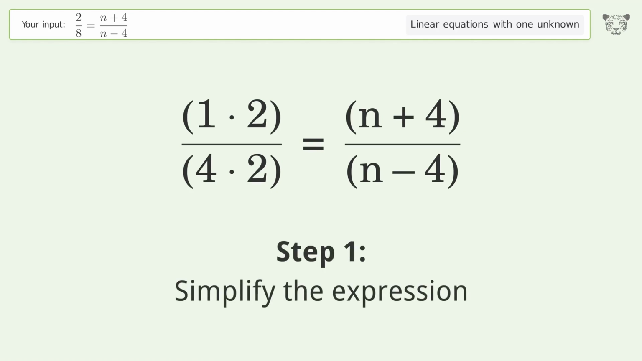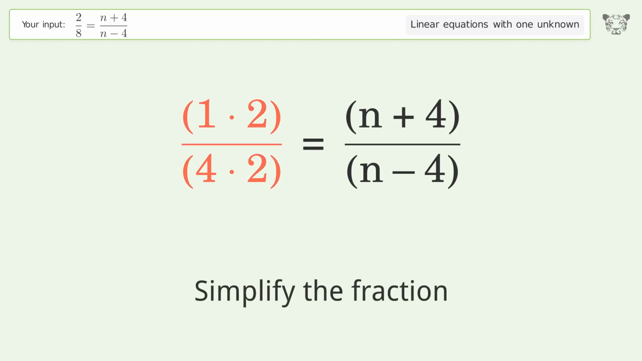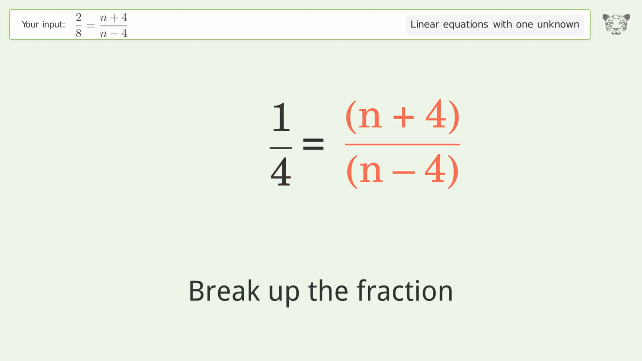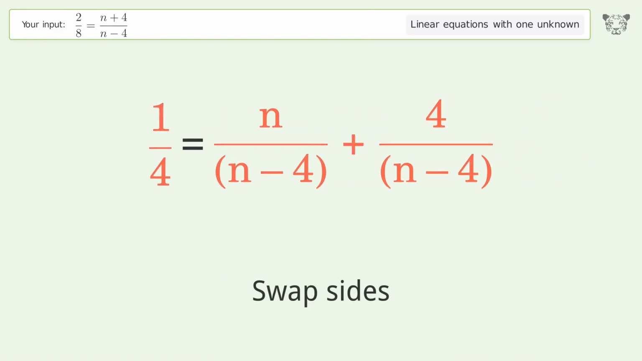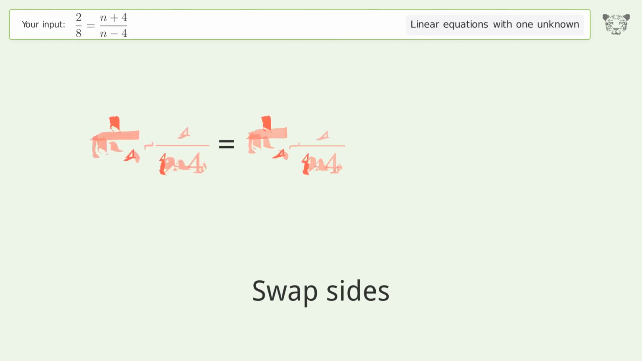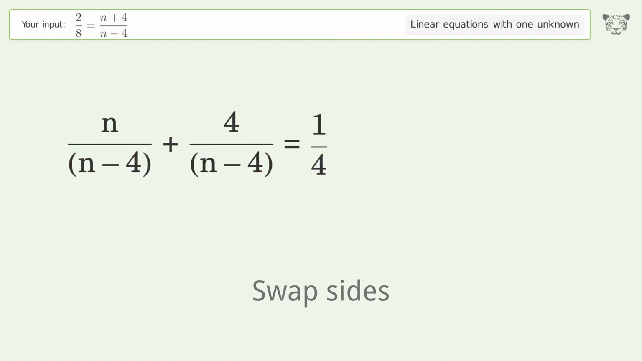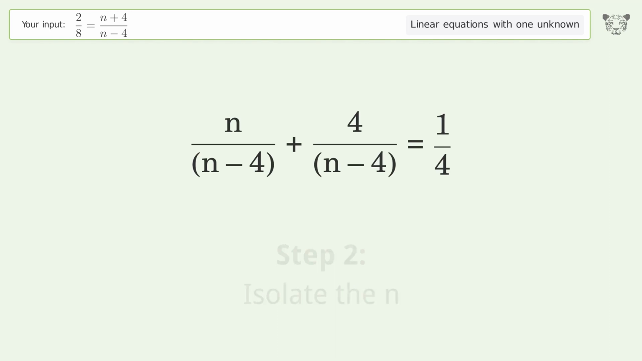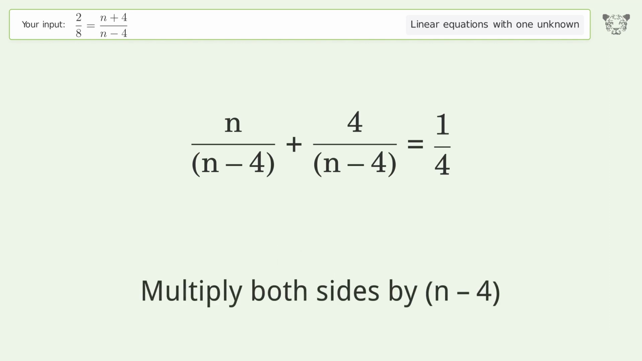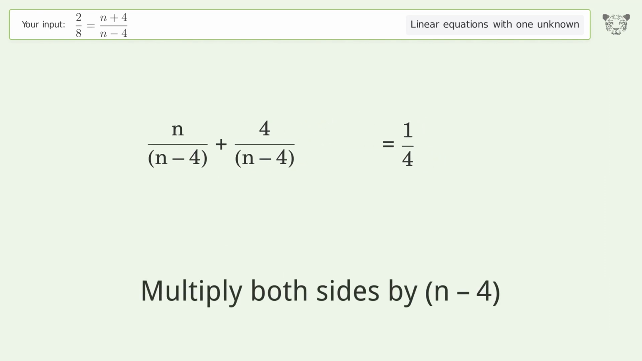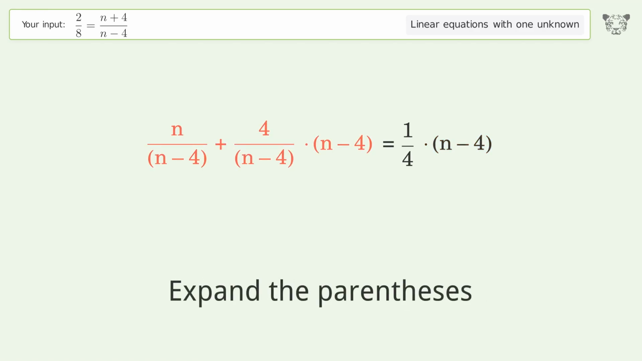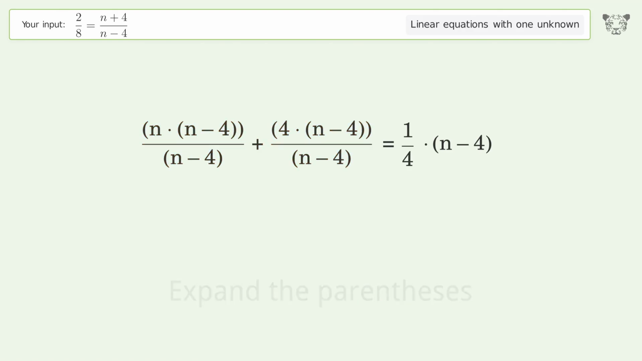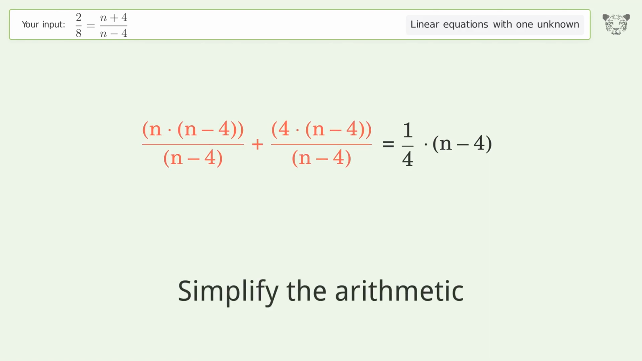Simplify the expression. Simplify the fraction. Break up the fraction. Swap sides. Isolate the n. Multiply both sides by n-4. Expand the parentheses. Simplify the arithmetic.